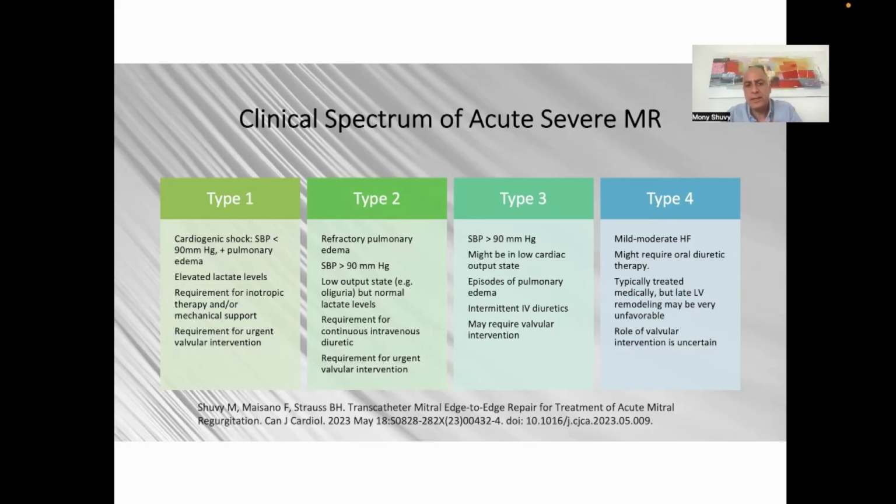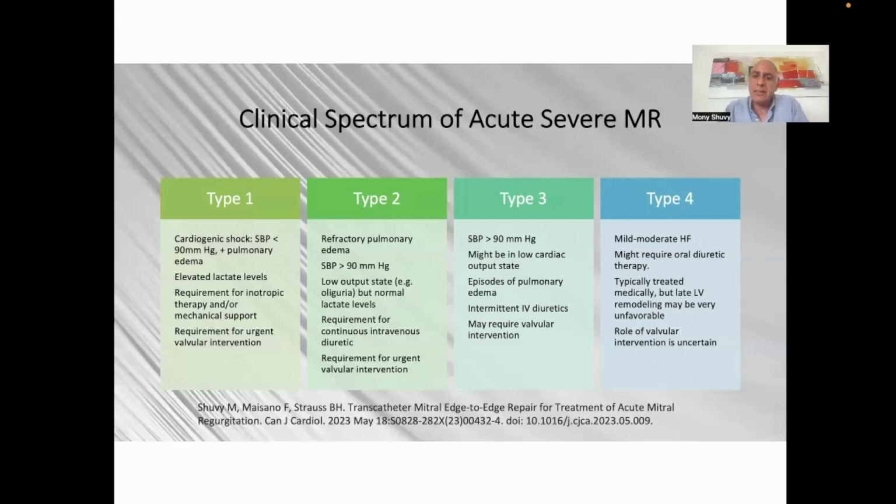The type 2 is less severe, although those patients are pretty severe. They have refractory pulmonary edema, but the blood pressure is still maintained in the normal range. Often they have signs of hypoperfusion, like low cardiac output, but normal lactate levels. These patients often require continuous intravenous diuretics, and they might require urgent mitral intervention.